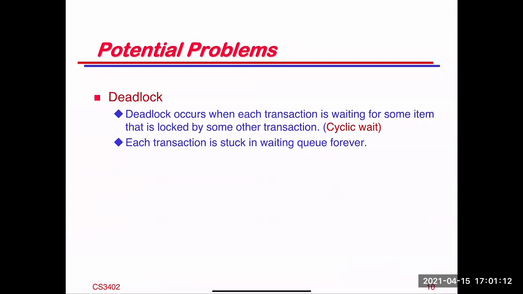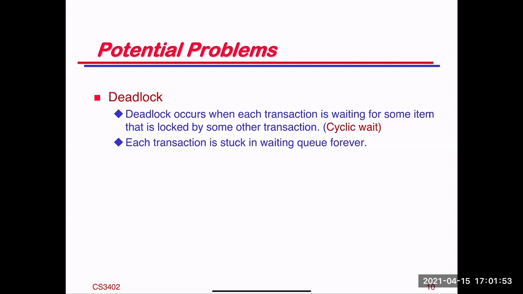So there are some potential problems that can occur here. The first one is deadlock. You might have heard of deadlock before. A deadlock can occur when you have a set of transactions, and each transaction in that set is waiting for some item that is locked by some other transaction in the set. So in that case, each transaction is in a waiting queue, waiting for one of the other transactions to release the lock on an item that it's waiting on. But the problem is that the other transaction is also waiting for some other transaction to unlock an item. Therefore, neither of them is going to release the lock.